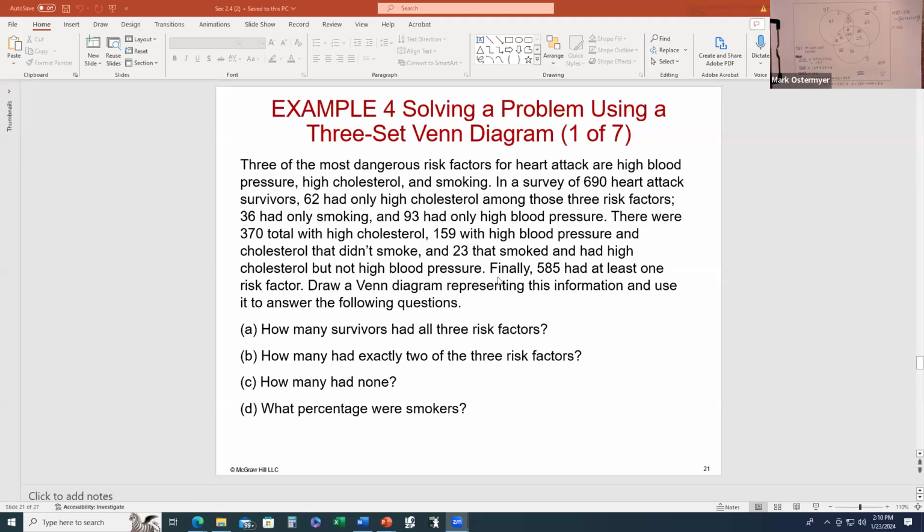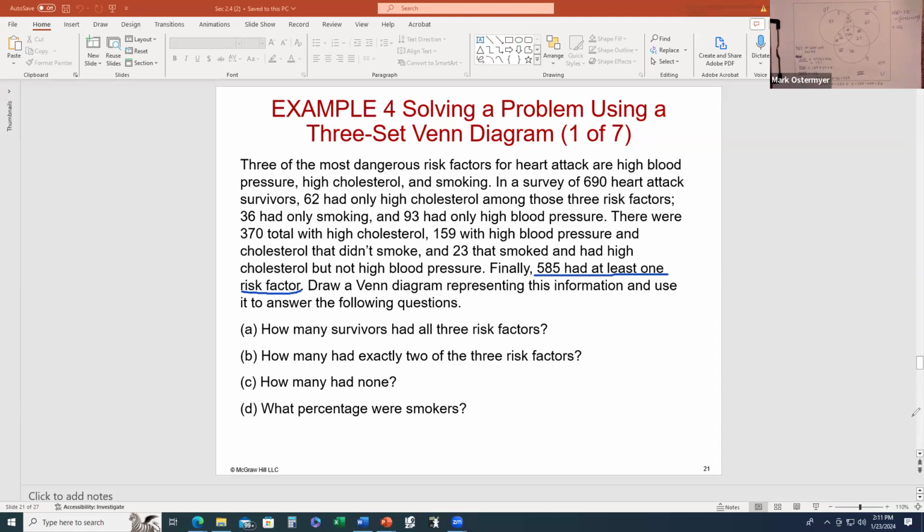Okay. All right. So the numbers we've accounted for already are what? 23. We accounted for the 159. You agree? We accounted for the 370, the 93, the 36, and the 62. The only other number, ladies and gentlemen, that really has not been accounted for is the 585. And this is where the mystery sets in. 585 had at least one risk factor. What is this saying, to have at least one risk factor? At least one.